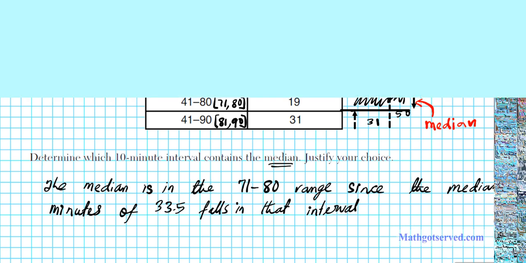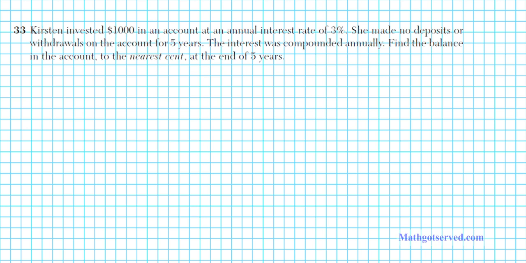All right, let's take a look at 33. It says Kristen invested $1,000 in an account at an annual interest rate of 3%. She made no deposits or withdrawals on the account for 5 years. The interest was compounded annually. Find the balance in the account to the nearest cent at the end of 5 years.